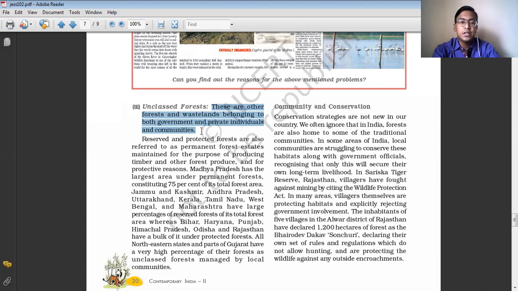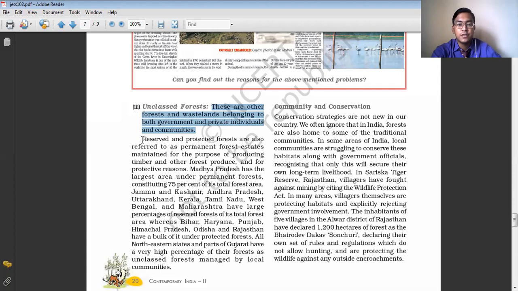According to importance, the forests are mainly classified into three categories: the reserve forest, where valuable plants and animals are protected; the protected forest, which has been considered protected to avoid further depletion of the forest; and the unclassed forest. So these are the three different categories of forest, and the types of forest vary from one state to another, that is, the size of the forest and the percentage of forest area.